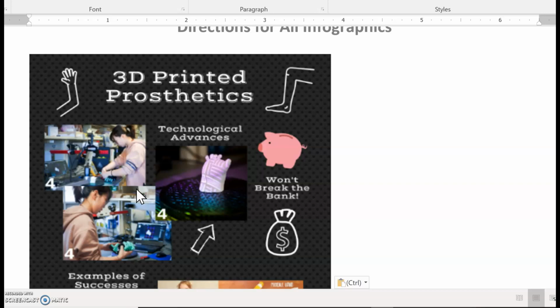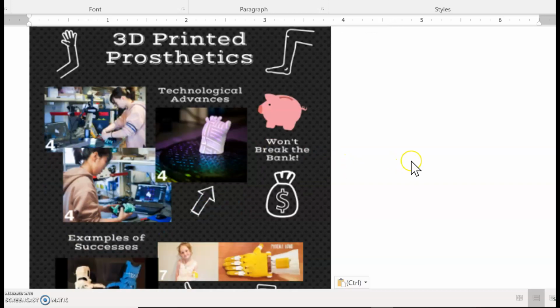So every picture, every clip art has to have a number. And I will be looking for those numbers, for those citations, as I grade your infographics, so that when it comes time for you to do your infographic for College Board, you're not getting flagged for plagiarism and getting a 0 on your paper, or sorry, on your test.